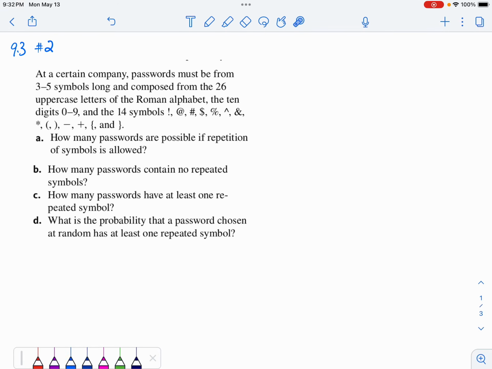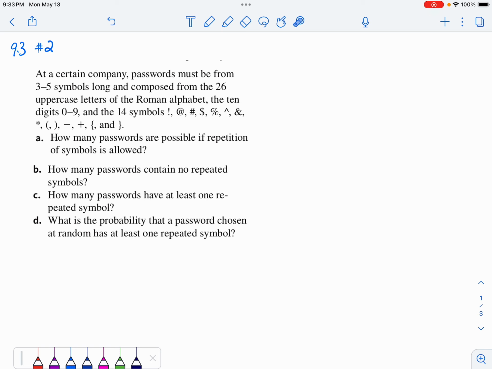Hi guys, this is problem number 2 in section 9.3. In this problem, let's take a look at this problem. At a certain company, passwords must be from 3 to 5 symbols long and composed of 26 uppercase letters of the Roman alphabet, the 10 digits 0 to 9, and the 14 symbols like these symbols.